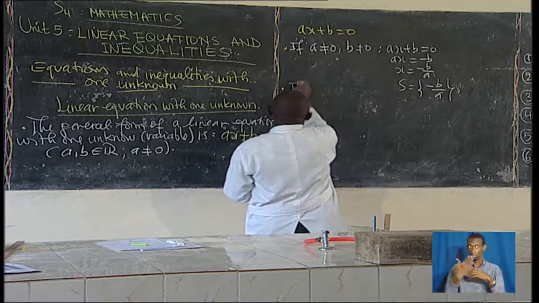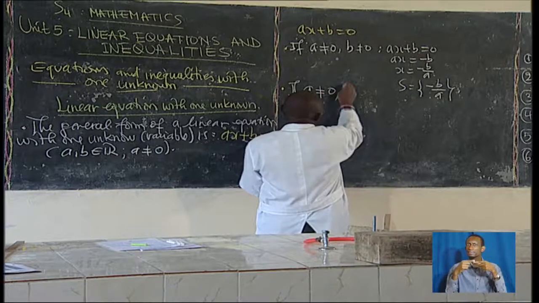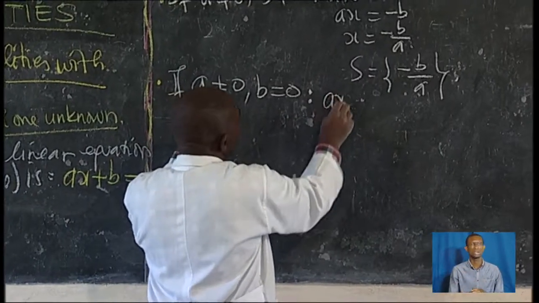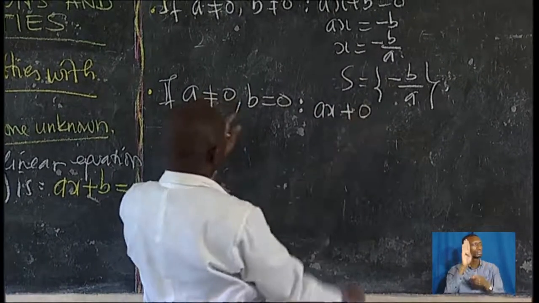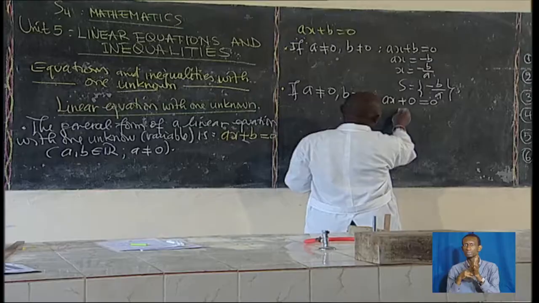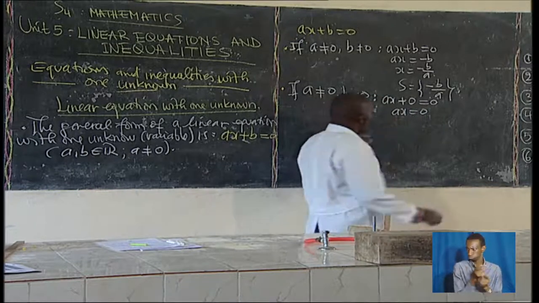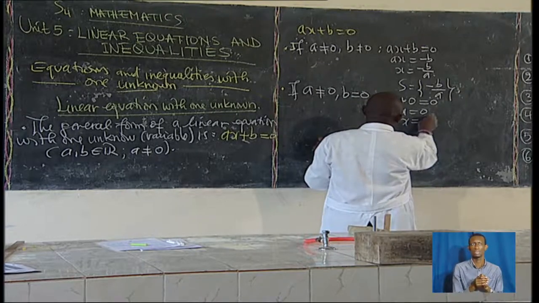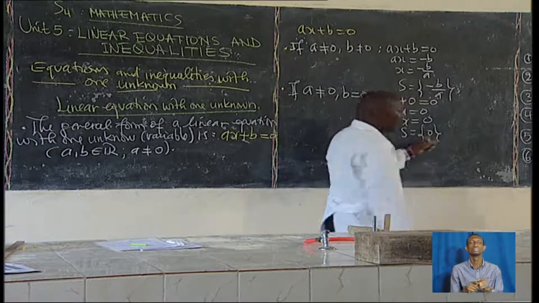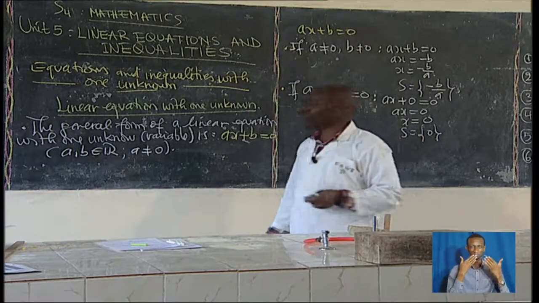Then, if a is still different from zero and b equals zero, we'll be having ax plus zero, since b equals zero, which is equal to zero. It means you have ax which is equal to zero. If we divide both sides by a, I'll be having x which is equal to zero. And of course, the set of solution is this singleton zero. Are we together? Very nice.